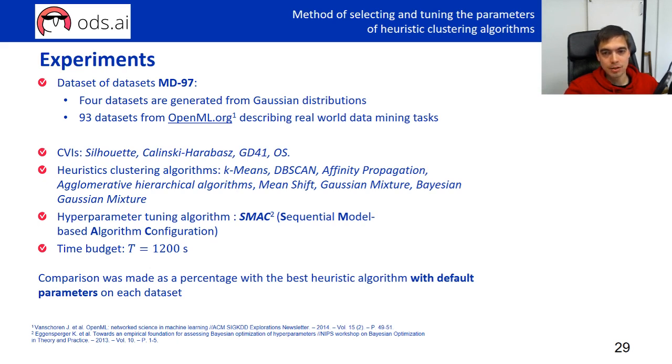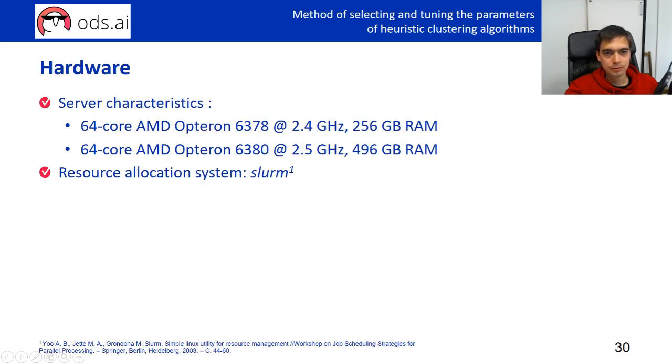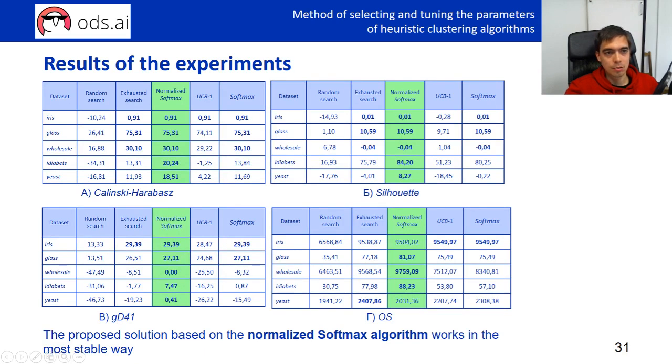The algorithm implementing the proposed method was compared as a percentage with the best heuristic algorithm with the default parameters on each dataset. So here the slide shows the hardware configuration. We'll omit its description in order to save our time. Okay, so the results of our experiments are on this slide. So part of the results on some datasets.